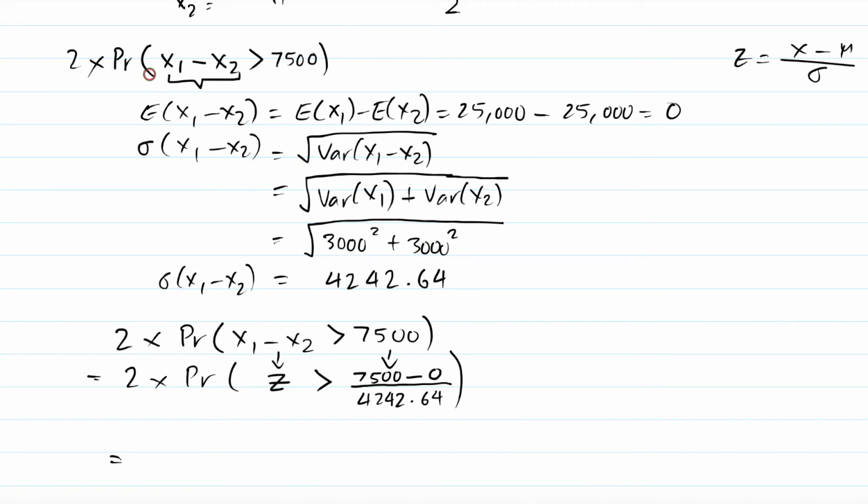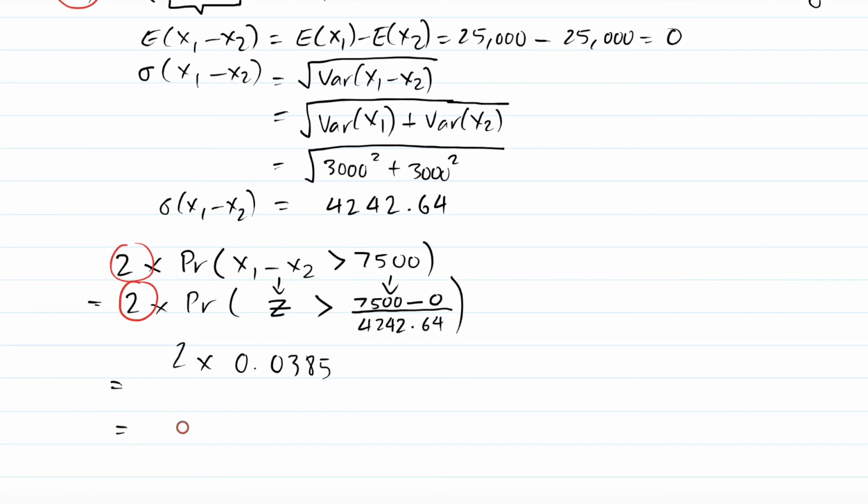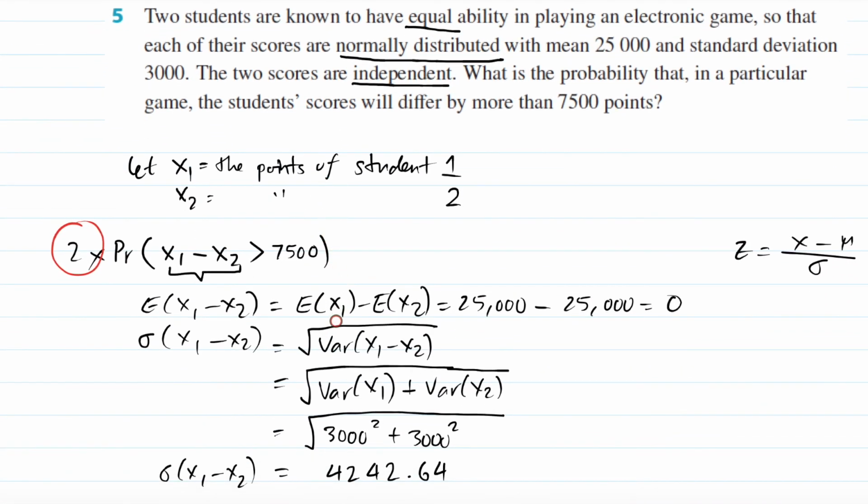So the trick with this question is that students usually forget to multiply by the 2, because you can either have student number 1 beating student number 2 or student number 2 beating student number 1. Doesn't matter, it's just the difference is 7,500 points. So yeah, once you do this, chuck it inside your calculator, normal CDF, your answer should be 2 multiplied by 0.0385, and your final answer should equal, whoops, it's a bit misaligned, but you should get 0.0771 as your answer. So that's how you do question 5 for chapter 15b.